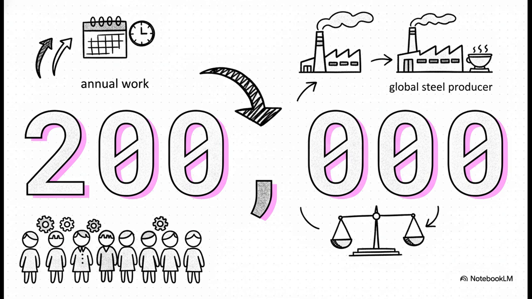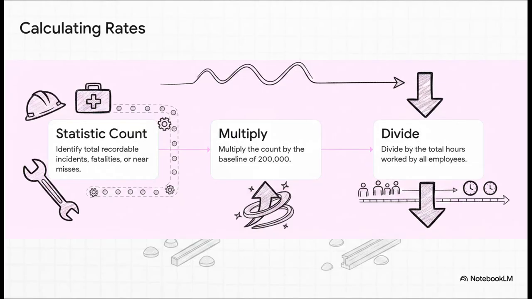By anchoring a calculation to this 200,000-hour baseline, the metric normalizes the data. That allows a massive global steel producer to be accurately and fairly compared to a much smaller regional foundry. So the crucial point is how these elements actually come together in the official SASB formula.